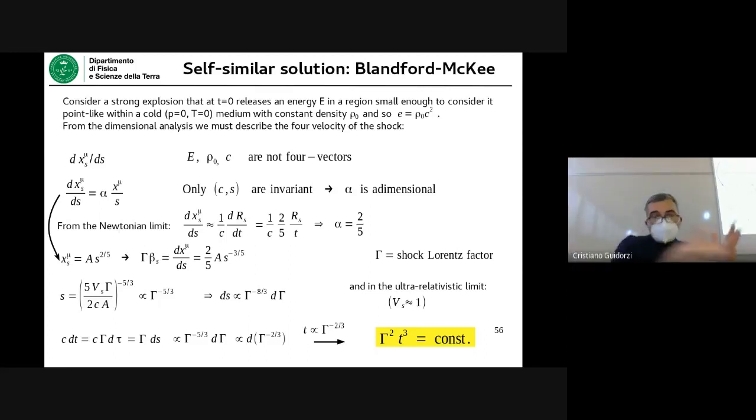From a qualitative point of view, it's obvious, it has to be expected that the Lorentz factor of the shock decreases with time. But the power of what we just obtained is that you know now by how much. This temporal dependence, where t is the time as measured in the lab frame, is what you care about.